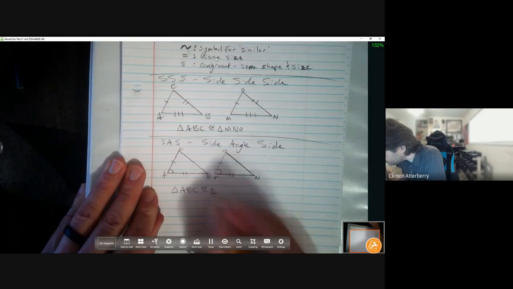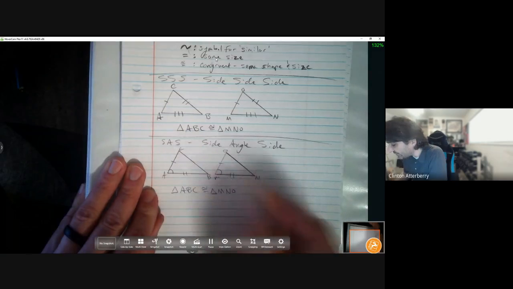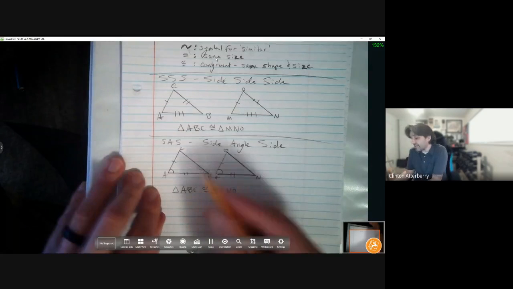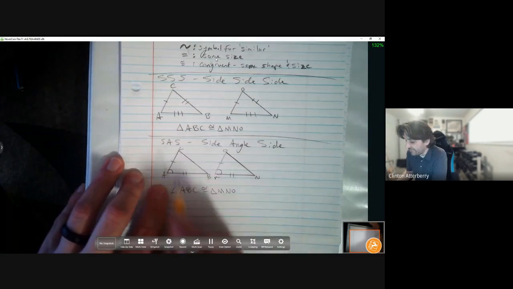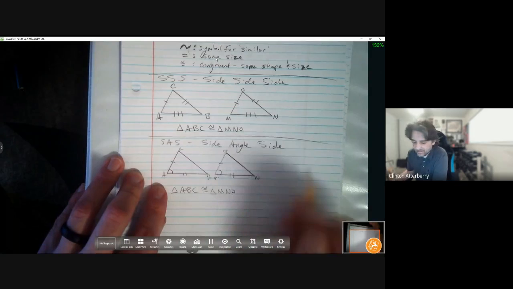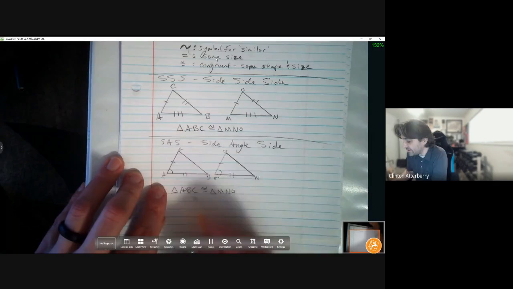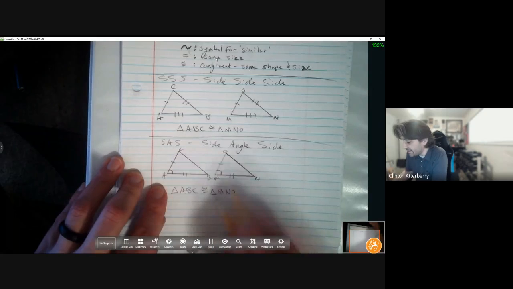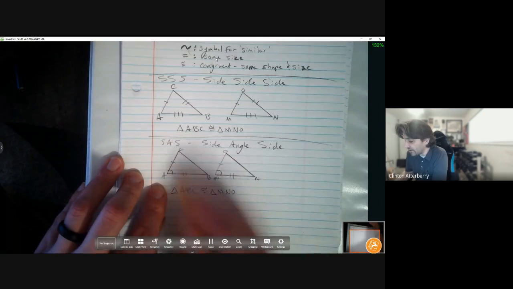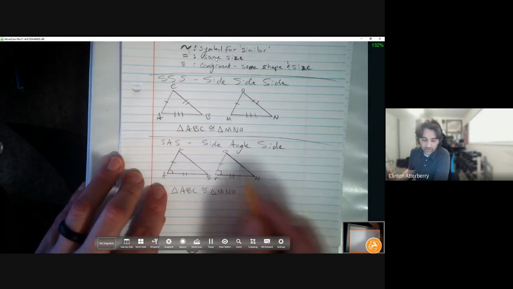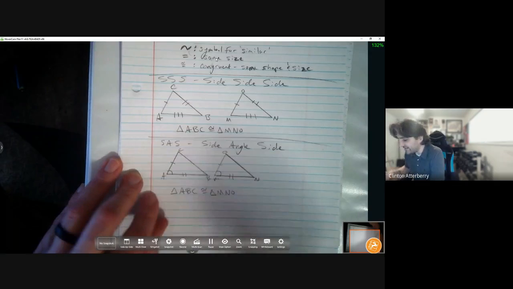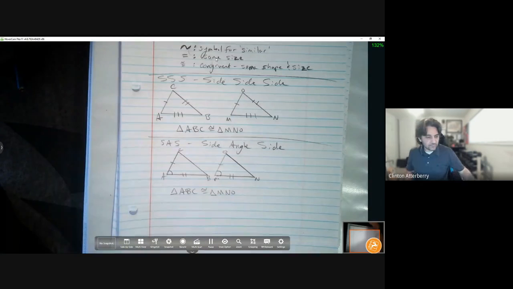And you notice I keep writing it in this order. Okay, I could actually change up the order of these letters, but I have to follow the same vertex rotation, right? If I went ABC, ABC. If I went ACB, I should go MON. Okay, whatever order I write these in, these have to be in the same order. You just can't mix things up. If you mix things up, it's actually considered wrong.